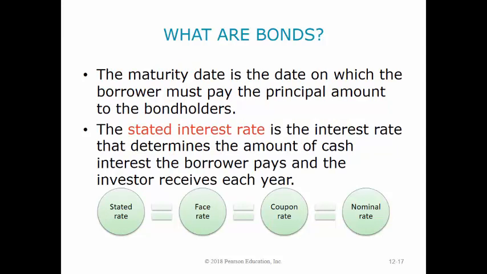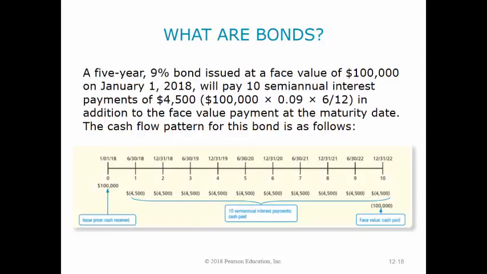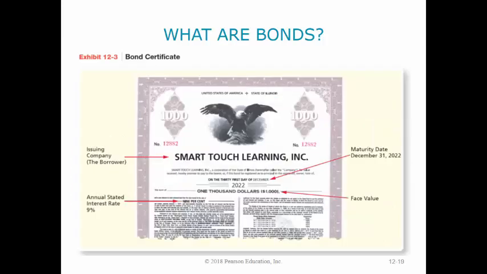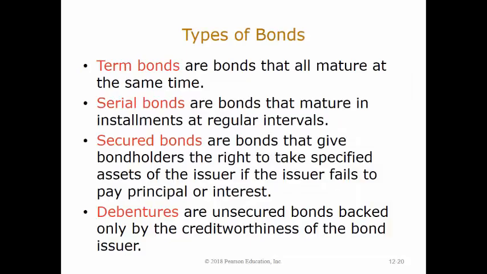The stated interest rate is the interest rate that determines the amount of cash interest the borrower pays and the investor receives each year. The stated rate is also called face rate, coupon rate, or nominal rate. People buy or invest in bonds to earn interest. The bond certificate states the interest rate that the company will pay and the dates the interest is due, generally semi-annually or twice per year. Exhibit 12.3 shows a bond certificate issued by Smart Touch Learning.